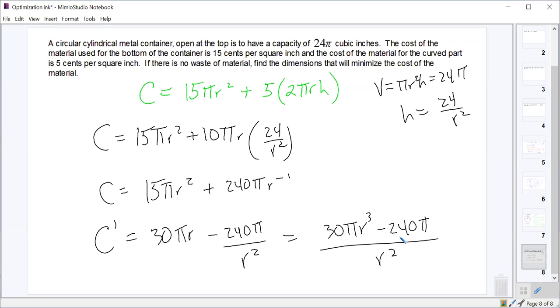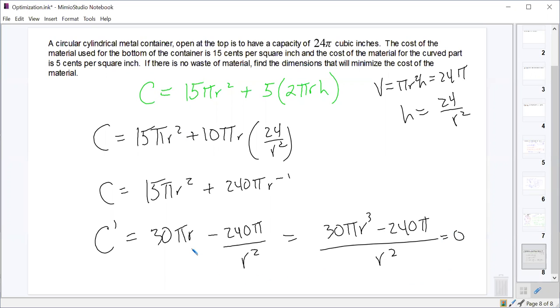And just like the one previously, it's only undefined if r is 0, but r equals 0 doesn't make a lot of sense, right? We're not going to have a cylinder with a radius of 0, although the cost of making that cylinder would be 0 since it doesn't exist. We actually want to have a cylinder. So let's set this equal to 0.